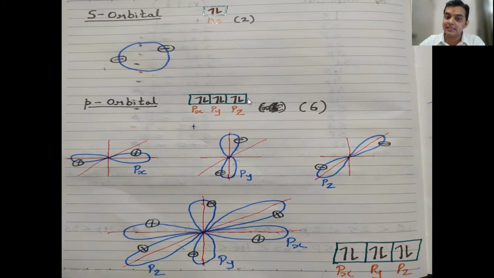Three orbitals, three boxes. How many electrons total? Each box contains two electrons. So how many electrons in total? Six electrons. You have to remember this, because this will tell you the design of the periodic table.